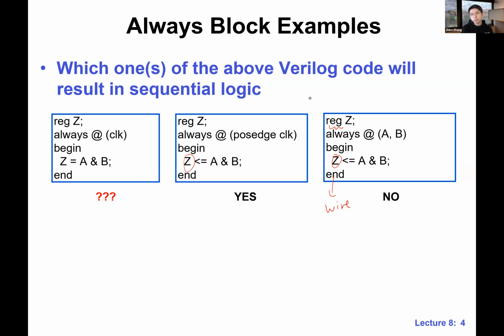All right, but if you think about the previous case, in this case, if A and B are not on the list, even though clock stays high, Z is not going to take in a new value, because this always block does not respond to A or B. It's not sensitive to A or B.